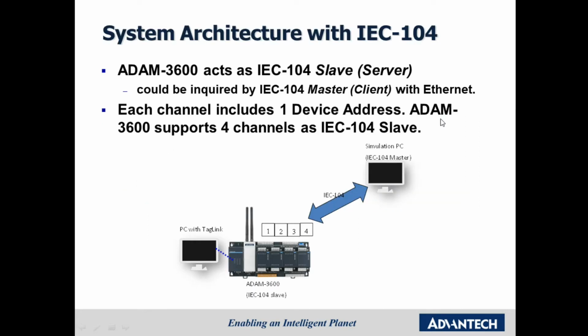For the system structure with IEC 104, it is also a master-slave structure. So ADEN 3600 acts as an IEC 104 slave, which we also know as the server, and can be requested by another IEC 104 master, which we also know as the client. Each channel includes one device address, and ADEN 3600 supports 4 channels as IEC 104 slave.